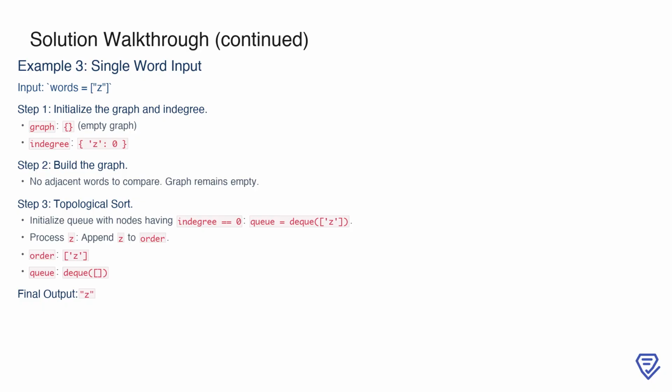In the second edge case, the input contains only one word, Z. There are no adjacent words to compare, so the graph remains empty, and the single character Z is directly added to the order. The final output in this case is simply Z. These examples highlight how the solution handles special scenarios, ensuring correctness even at the boundaries of input constraints.